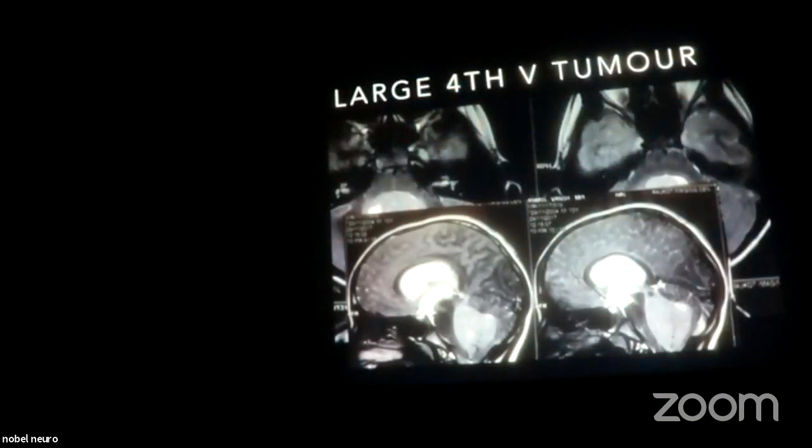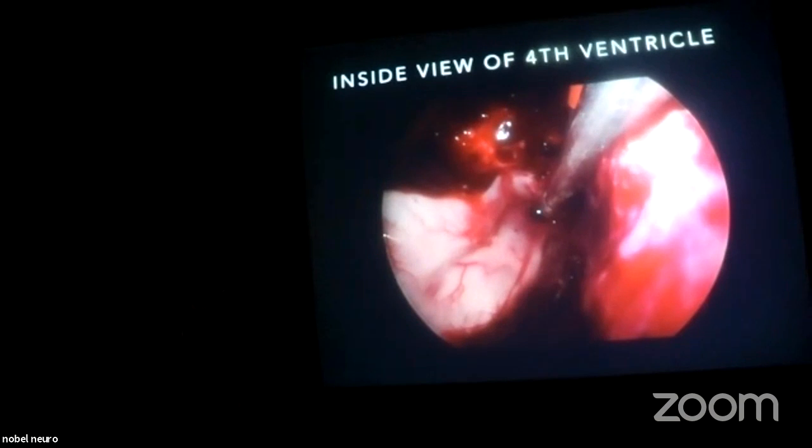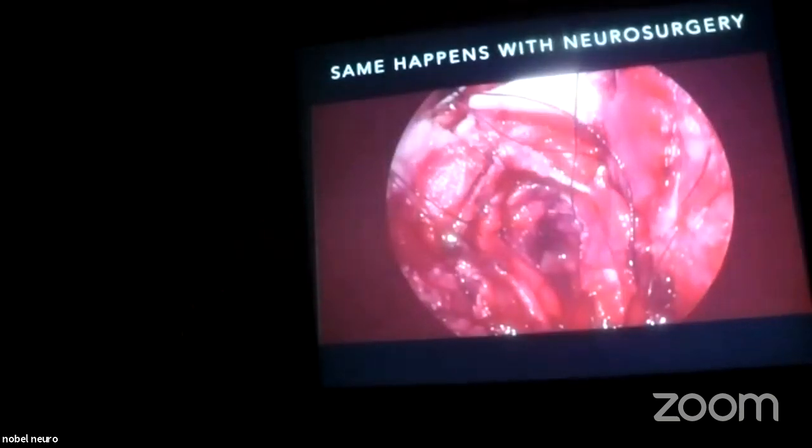Large fourth ventricular tumor. The child is very young, a 13-year-old male. And I wanted to do a very small craniotomy, telovelar approach. You can see the tumor here, inferior medullary velum. Very small craniotomy, 2.5 centimeters. And this is inside. So whenever the craniotomy size is very small, I always take help of an endoscope inside and completely remove the tumor. You can see.